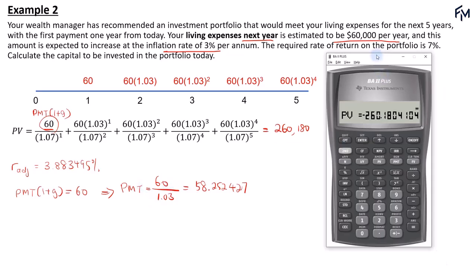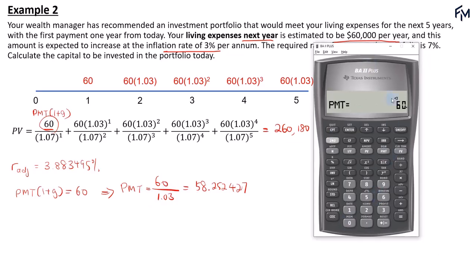Now, there's also another quick trick that you can do if you do not want to do this. You can still keep using 60 as the PMT, and then compute the present value. But an additional step is to divide by 1 plus the growth rate. That will also give you the same answer. I'll just stick to one way, whichever you find you're comfortable with.